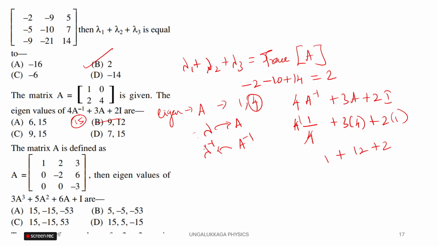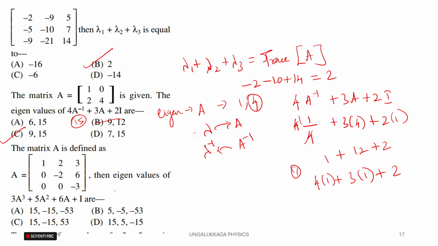Obviously B is not an option. Let's find for 1. For 1 we have 4 into 1 by 1, which is 1, plus 3 into 1, plus 2. So 4 plus 3 is 7, plus 2 is 9. So 9 comma 15 is the correct answer. Option C is the correct one.